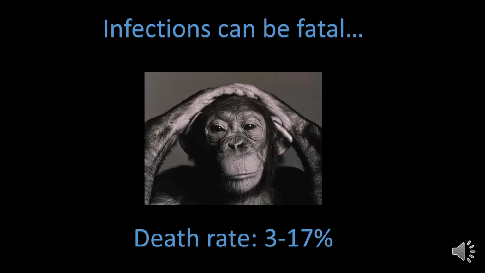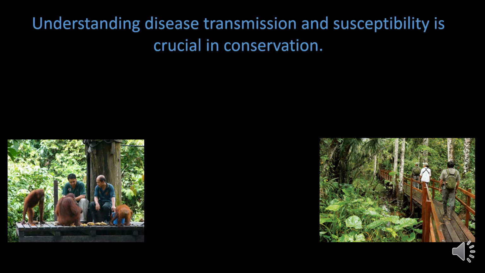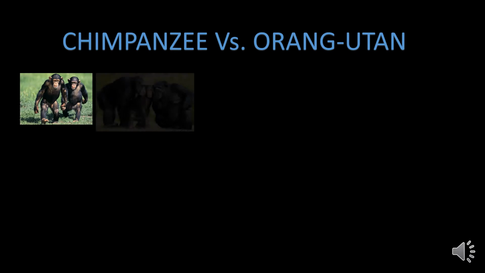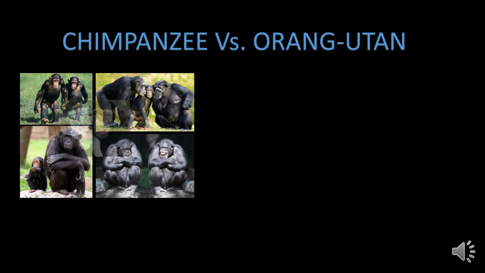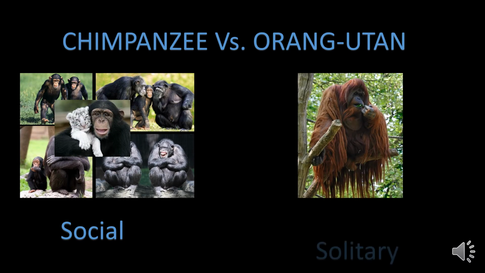Some of these infections can be fatal, with the simulated death rate being between 3 and 17% in chimpanzee populations. Understanding transmission and susceptibility is crucial in conservation. The social structure of a species could have a major impact on how a disease is spread. Chimpanzees are very social, whereas orangutans are solitary.